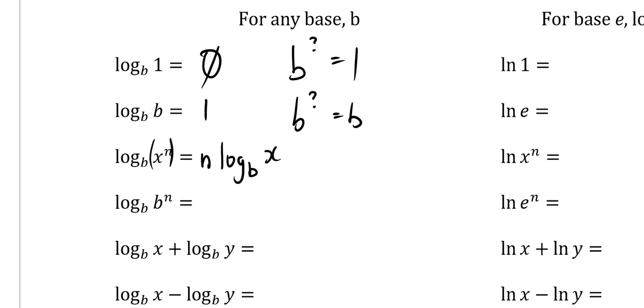Log base b of b to the n will equal, there's a couple different ways you could think about this. But ultimately, what does this one equal? n. I could think about that as n times log base b of b. And log base b of b is 1 from above, so that's just n. Or I can think of that as b to the n equals b to some exponent. So obviously it's got to be n, right?